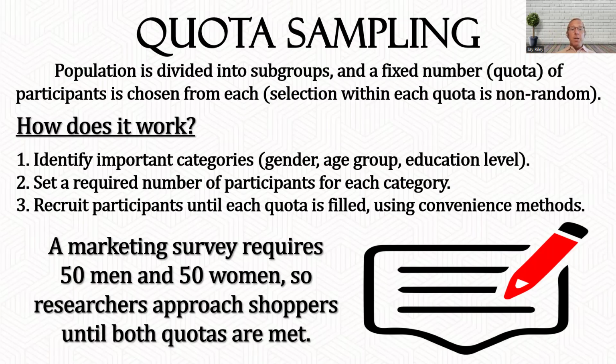An example here, you're doing a survey where you want to approach 50 men and 50 women who are shopping in a particular store, right? So that's your subgroups, male and female, and you just approach shoppers until you've got 50 men and 50 women. So if you're just approaching shoppers based on convenience and you've got 50 males and 35 females, from now on, you're only going to talk to females because you've already met your quota. You've got the desired number of male participants.